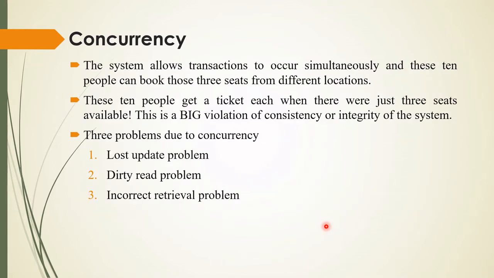So what happens? The system allows transactions to occur simultaneously, and these 10 people can book those 3 seats from different locations, because our transaction is not yet completed. So 10 people are simultaneously booking their tickets. These 10 people get a ticket each when there were just 3 seats available. This is a big violation of the consistency or integrity of the system. Actually it is false. We have only 3 seats and 10 people are booking simultaneously. So there is the problem of inconsistency.